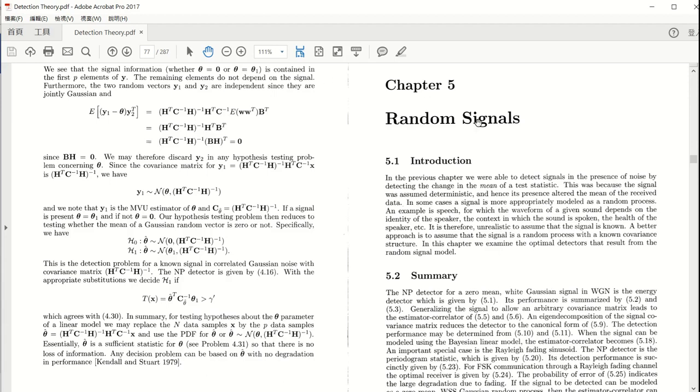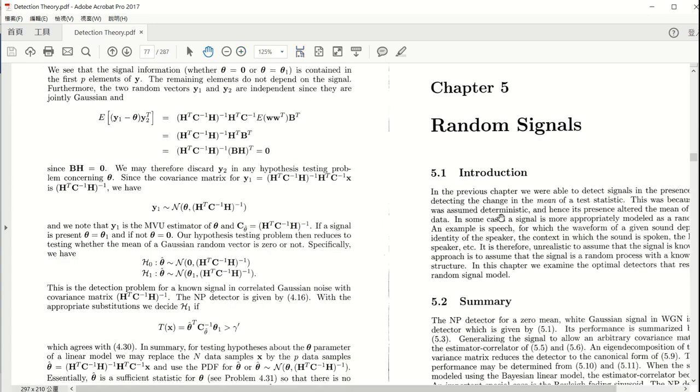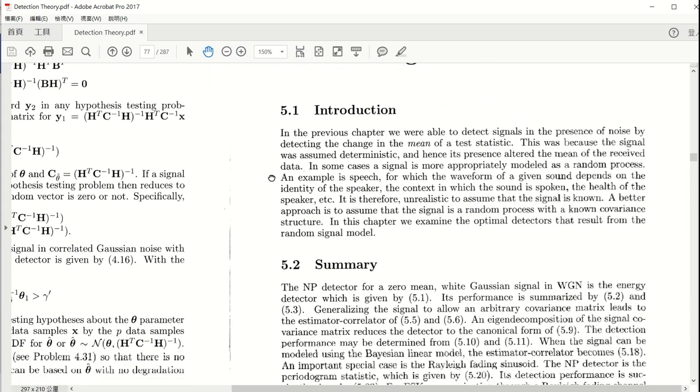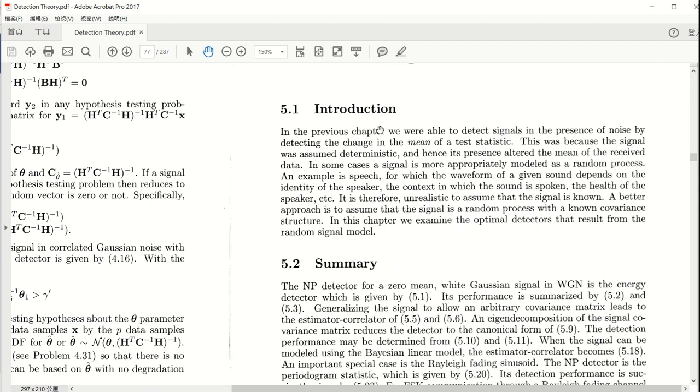For today, we are at chapter 5, random signals. In this chapter, we want to detect the signals. We want to detect the signals in the presence of noise.